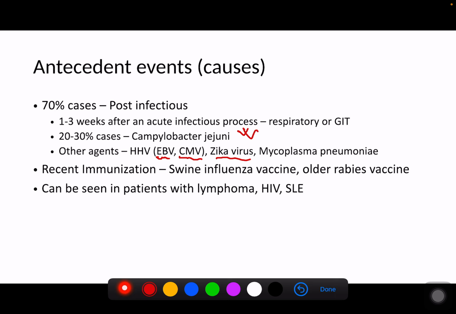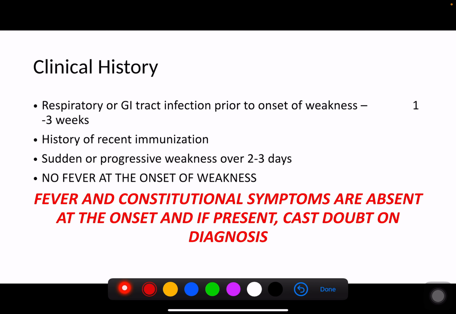These are the most important factors responsible for causing infections in the respiratory tract or the GIT, the more important being the respiratory. Just rule out recent immunization, such as the swine influenza vaccine or the older rabies vaccine. It can be seen in patients with lymphoma, HIV and AIDS. Now remember one very important thing: never give corticosteroids in the case of GBS. Respiratory or GI tract infection occurs prior to onset of illness, around 3 weeks.